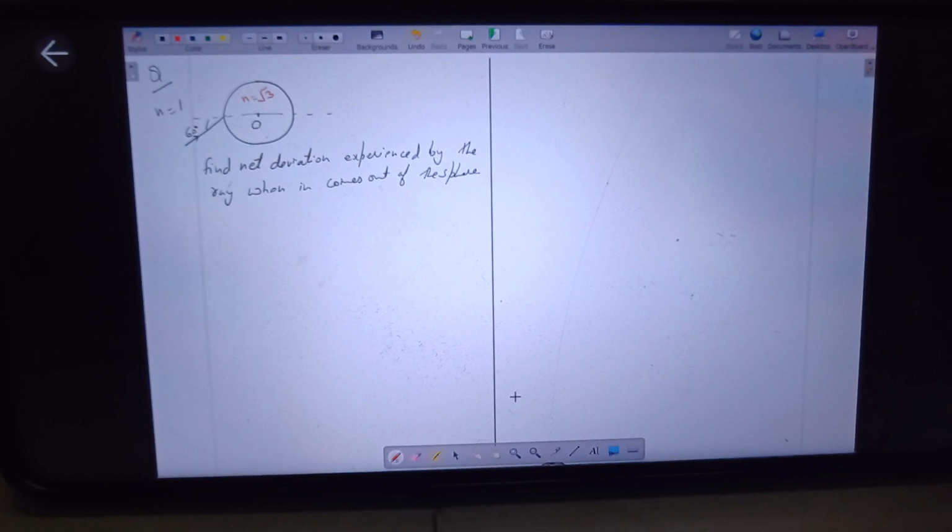And for which side is it equal to 3? The complete sphere is made up of a certain medium, so the refractive index of that medium is 2.